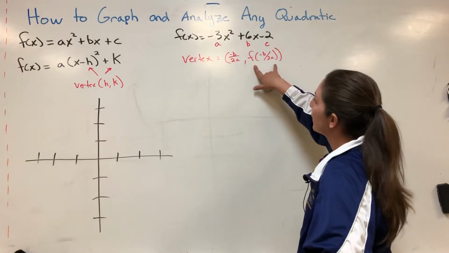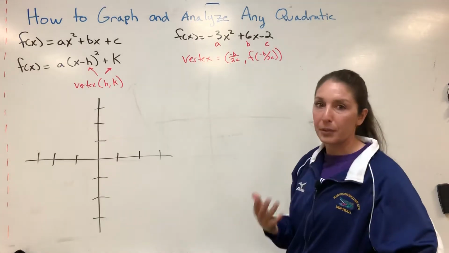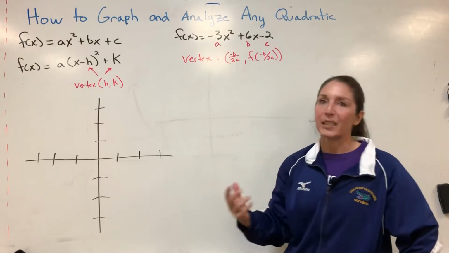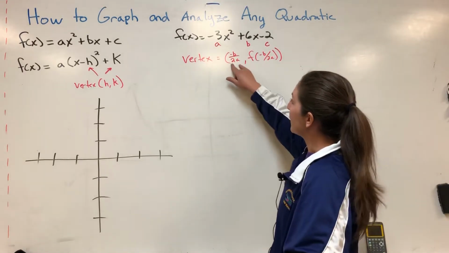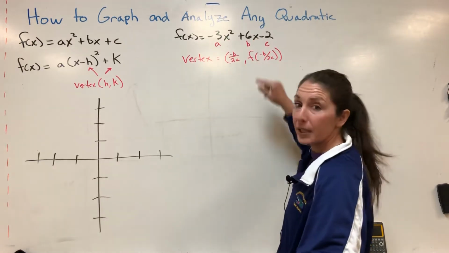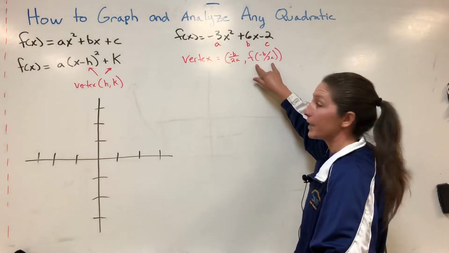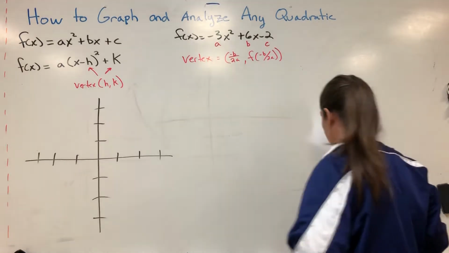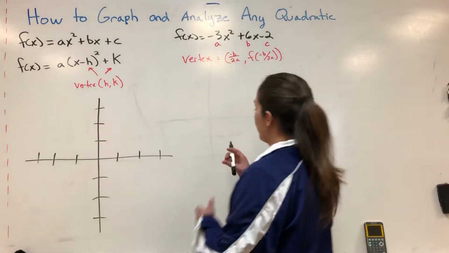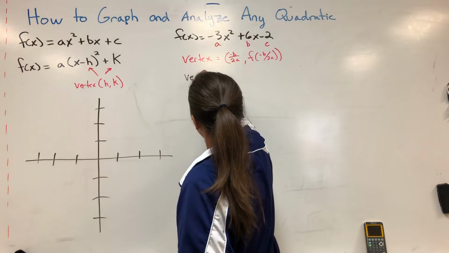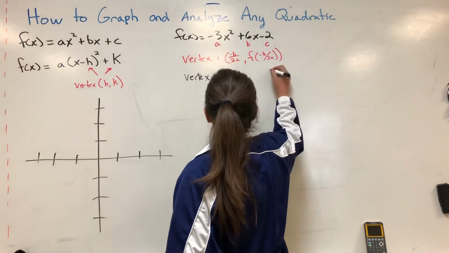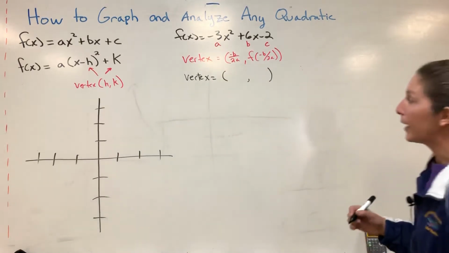But what is this? Well, how do we find the y value given any x value? Like imagine you're making the t-chart. Well, we plug in the x. So I plug in whatever I get here into my function everywhere I see an x, and that's going to spit me out the y value. That's why this notation looks the way that it does. So what is our vertex? Our vertex equals something, comma, something.